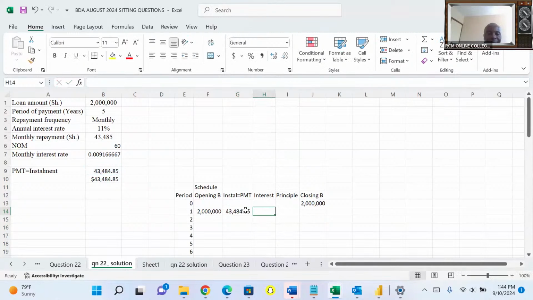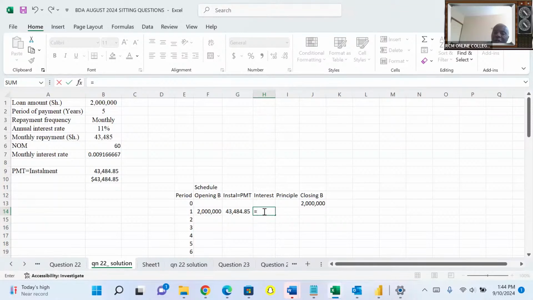So you say tab. Coming here, you can see they want us to give them the interest. Interest is always pegged on the opening balance, the amount that you start with at the beginning of each month. The outstanding balance at the beginning of each month will be the basis for us to charge you interest. So I'll say equals, then I pick these 2,000, and then I say times. In this case we have our monthly interest rate.